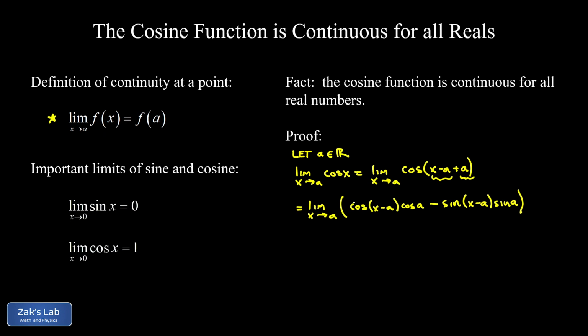Now we're going to use our limit law that says a limit of a linear combination is the linear combination of the limits. And I'll post a link up at the top to the video where we first discussed limit laws. Now keep in mind the cosine of a and the sine of a are both constants. So when we apply this limit law, we obtain the cosine of a times the limit as x goes to a of cosine of x minus a. And in our second term, we have a minus sine a, remembering that that's a constant, times the limit as x goes to a of sine of x minus a.